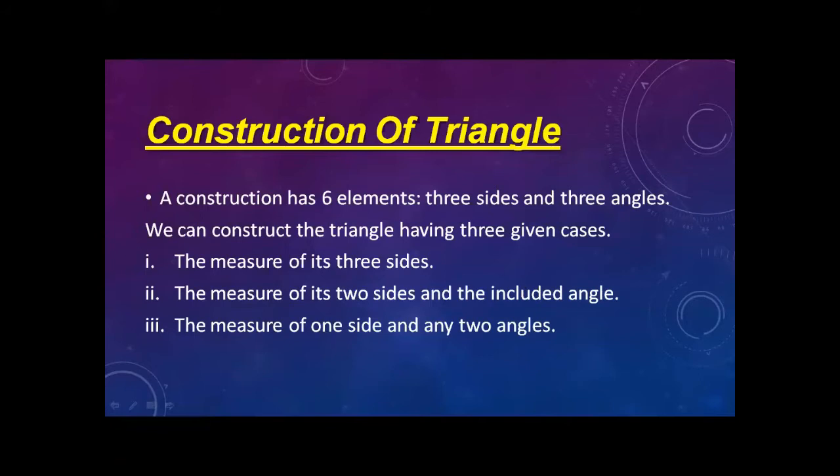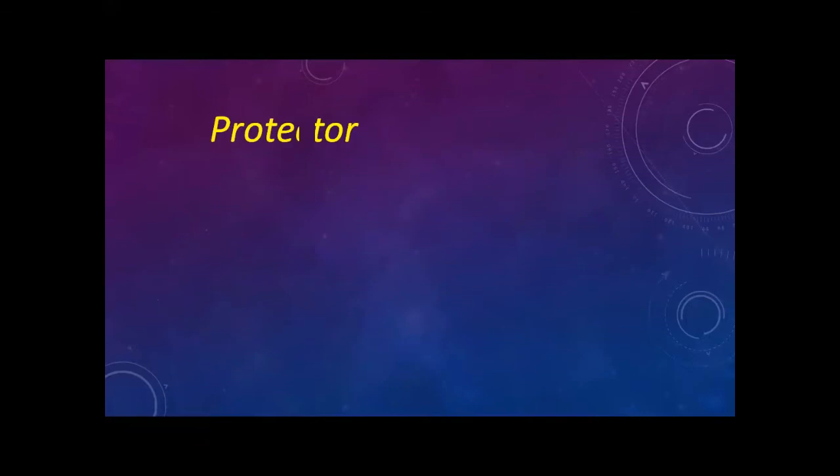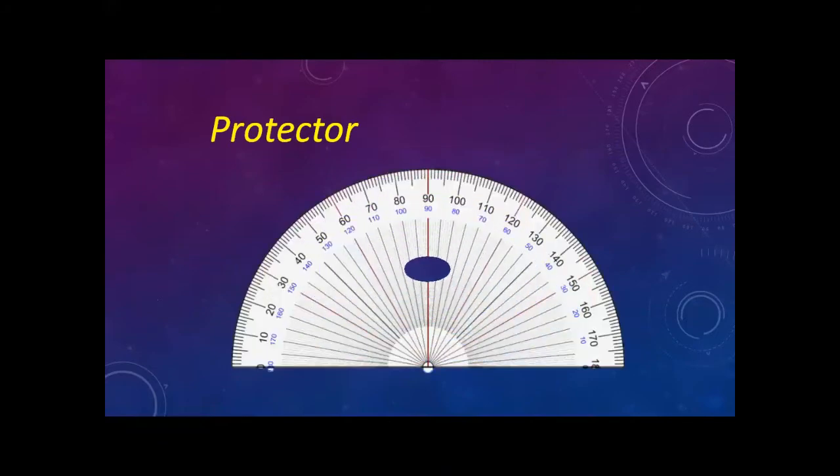Okay, now for construction, I'm sharing some geometrical instruments that we need during the construction. So the first geometrical instrument is the protractor. How does it look? This is the protractor. This is the first geometrical instrument which we will use in the construction work. So first you need a protractor.